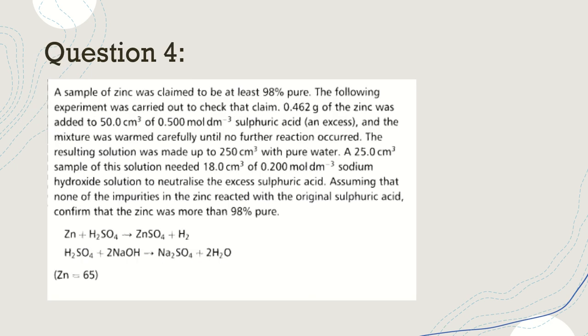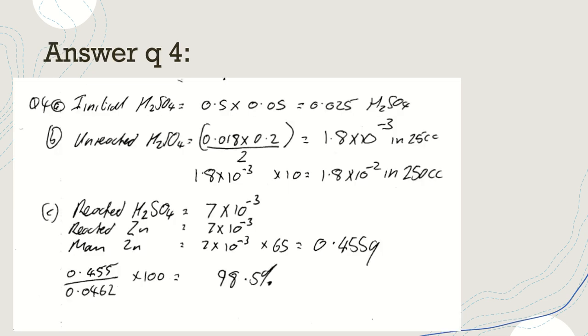Right, the last question coming up here, as you can see, is completely unstructured, something similar to what you would get in an A-level exam. So again, I would suggest you pause the video, read through it, and have a go at it. I'm going to move on to the answer now. So the answer was 98.5% pure zinc.